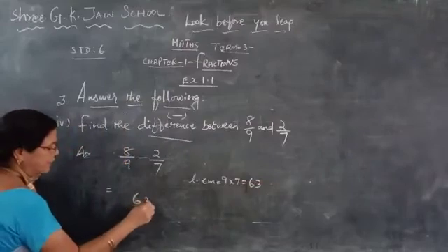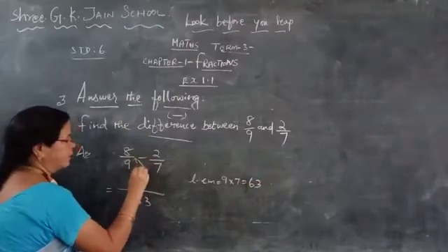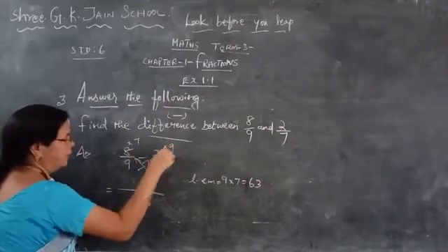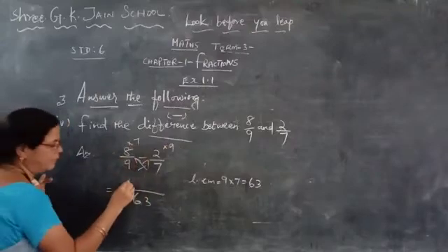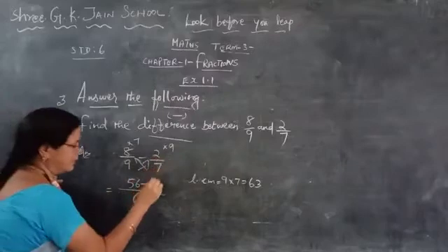So 63 here, while directly multiplying you can take the cross multiplication. So into 7 and here into 9. So 8 sevens are how much? 56, and this minus sign is there. And now 2 nines are 18.